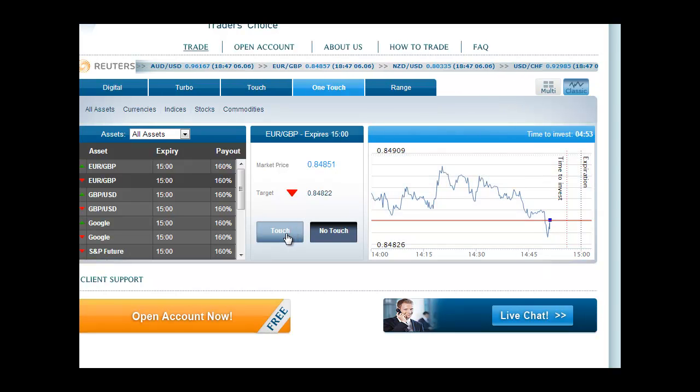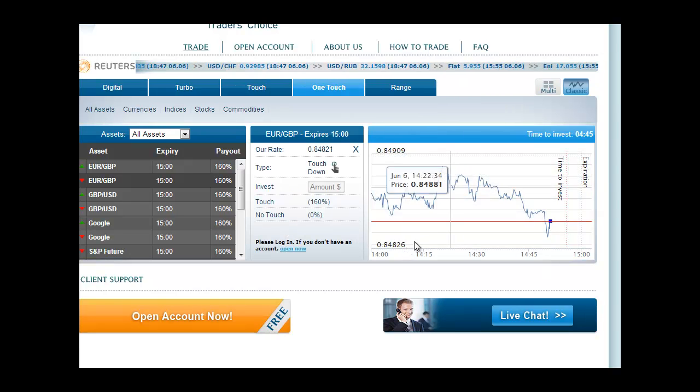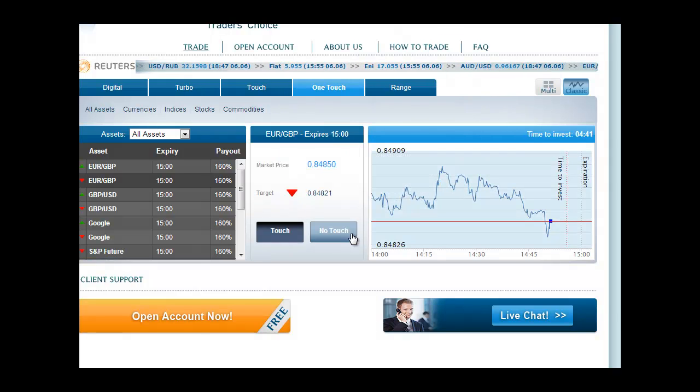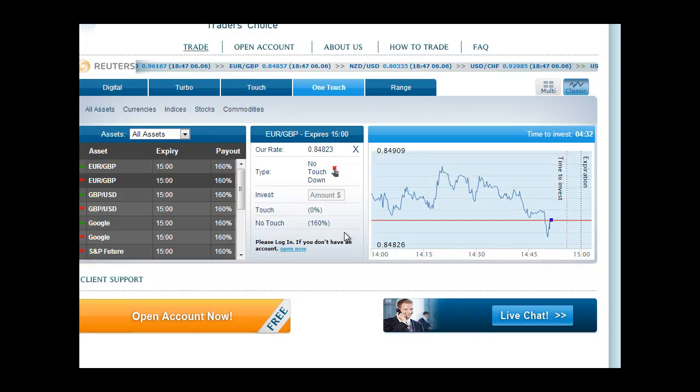If I go to touch, it would highlight in blue if it was on the chart, the level, but it's actually below the level of the chart. At no touch, you can see that it highlights in blue the entire chart. Now, this looks pretty attractive to me that it's highlighting the entire chart, and the asset would need to touch down below where it's traded today. Especially because it just bounced off that low, that looks pretty attractive to me. So I would go ahead and invest in the no touch as opposed to the touch on that one.